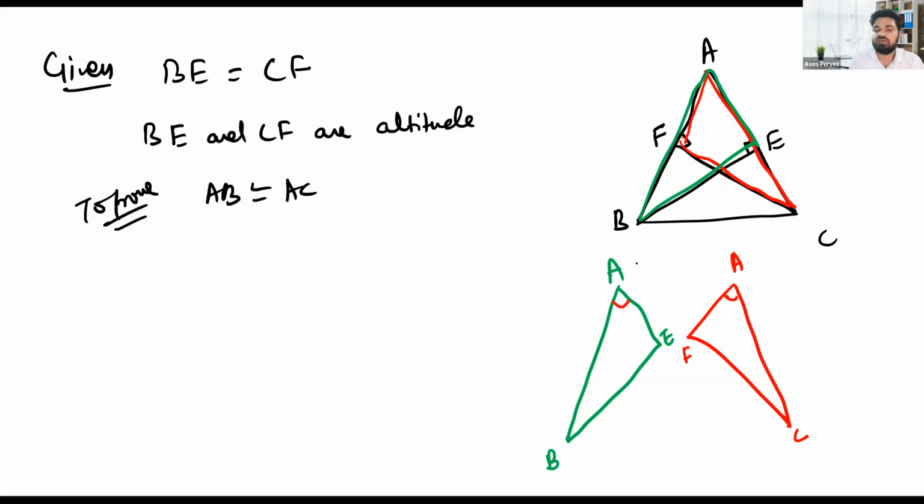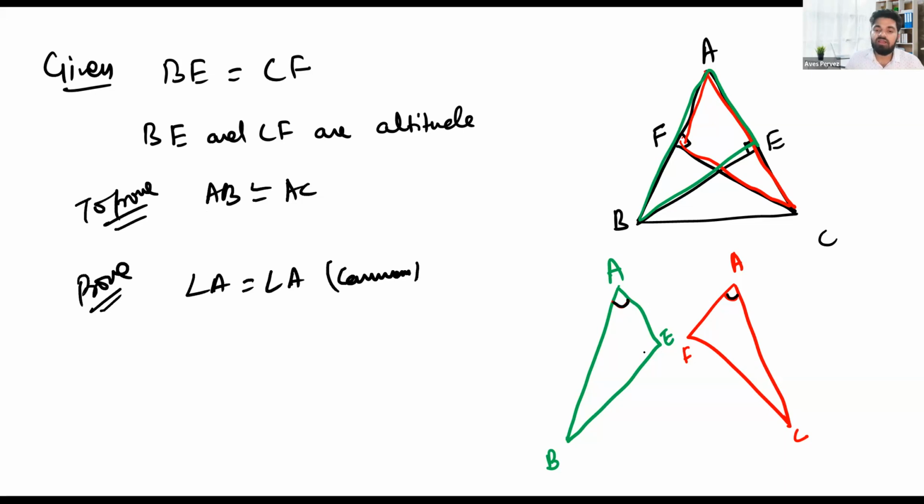So AB is equal to AC. We need to prove this one. Now how can we prove? You will say that angle A is common in both the red and green ones. So you will write angle A is equal to angle A, common.